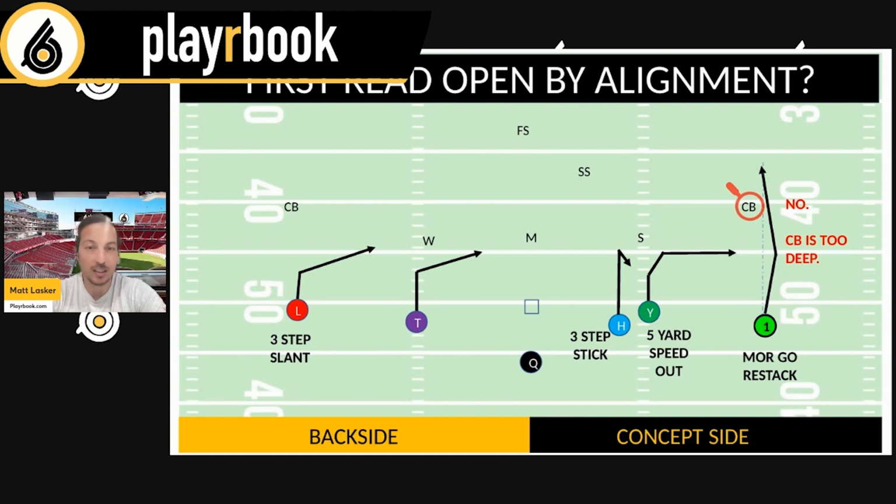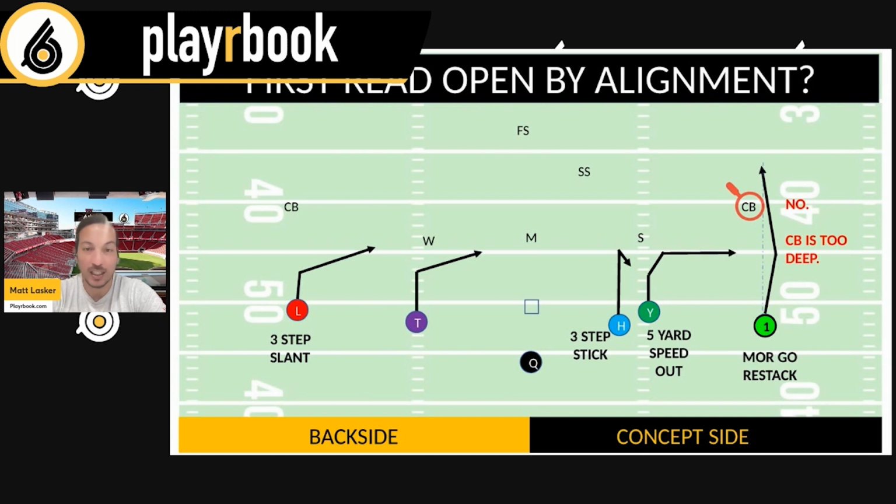Okay. So as you can see, is my first read open by alignment? We are running fade out, which is another form of stick. And our first read, I put a little number 1 here so you could see it, is this go route into this deep third. Since this cornerback is already 7, 8, maybe 9 yards back pre-snap, we are going to say no. The first read is not open by alignment, because that is where we are looking to throw.